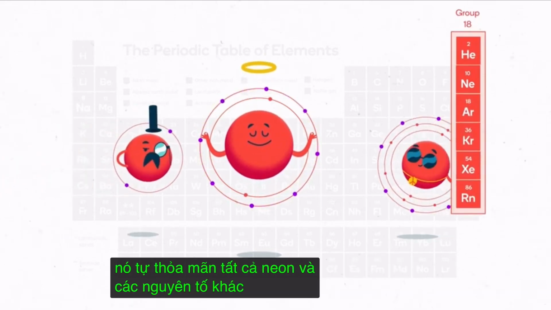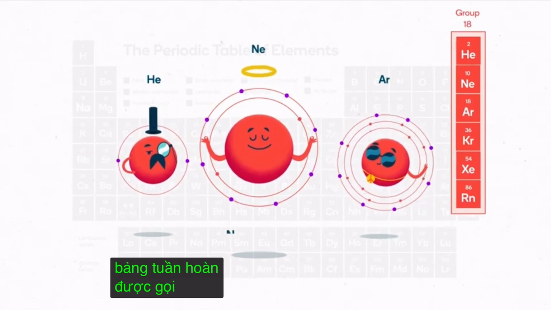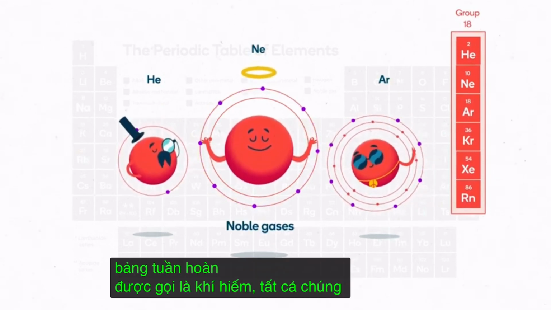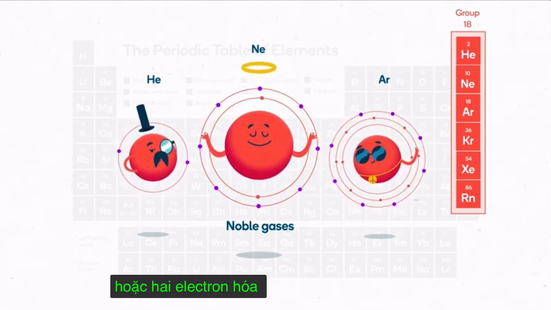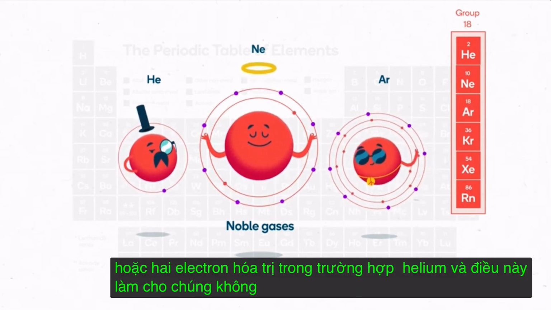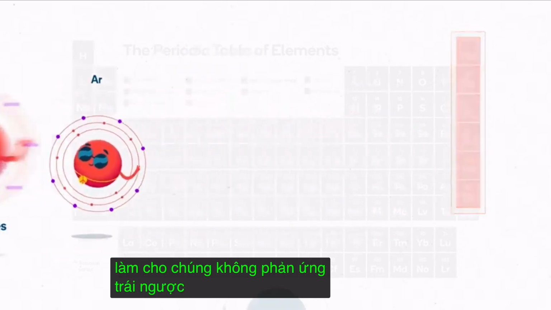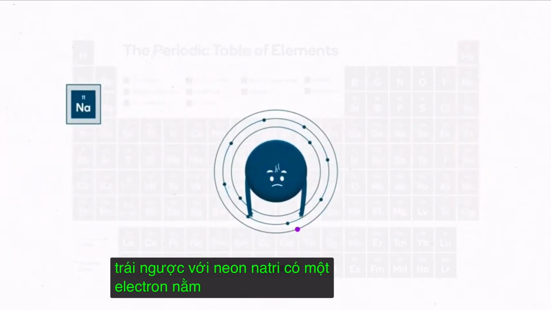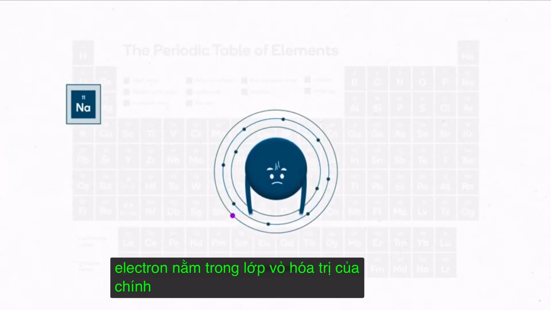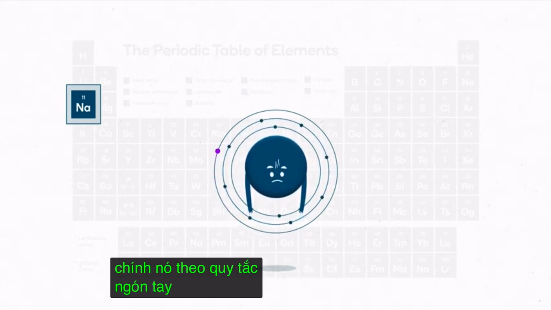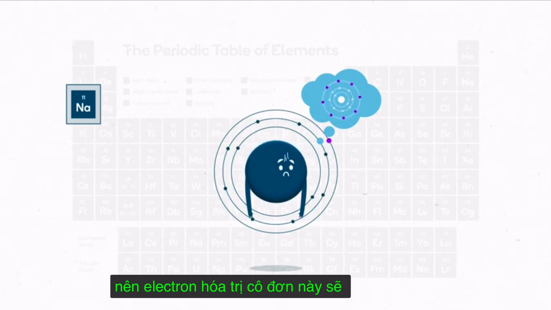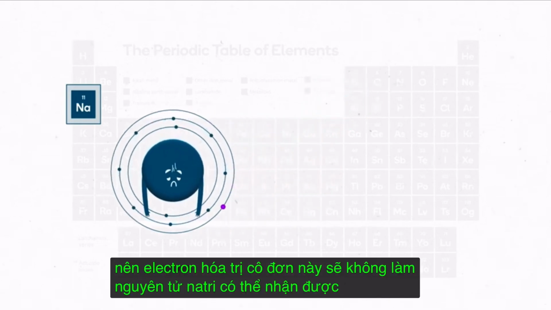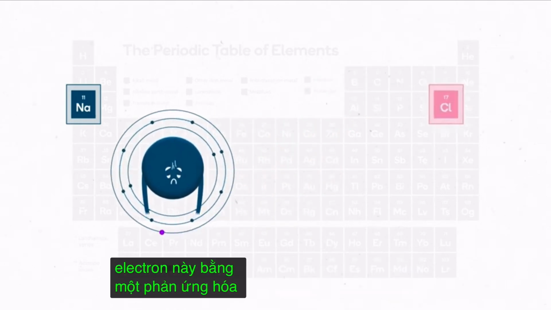Neon and the other elements in group 18 of the periodic table are known as the noble gases. They all have a full outer shell of 8 valence electrons, or 2 in the case of helium, and this makes them unreactive. In contrast to neon, sodium has 1 electron sitting in a valence shell all by itself. According to the rule of thumb, it wants to have a full valence shell, so this lonely valence electron won't do. A sodium atom can get rid of this electron by a chemical reaction.